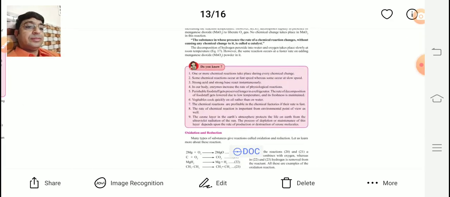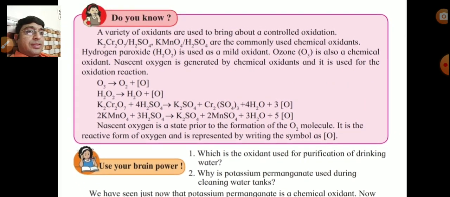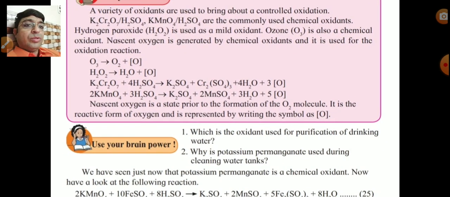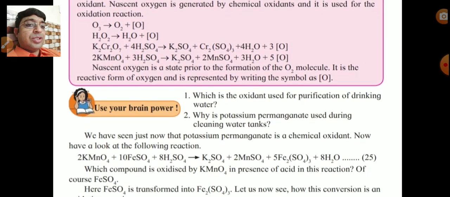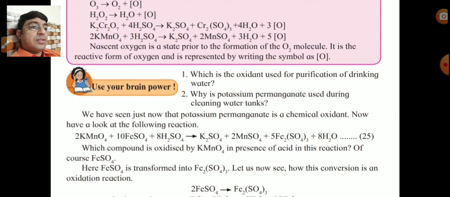Next point. Here you write down the examples of oxidants. One more question: write a short note on nascent oxygen. Two more questions are given for you, use your brain power: which is the oxidant used for purification of drinking water? Next homework question: why is potassium permanganate used during cleaning of a water tank? I will give the answers to these questions in the assignment.